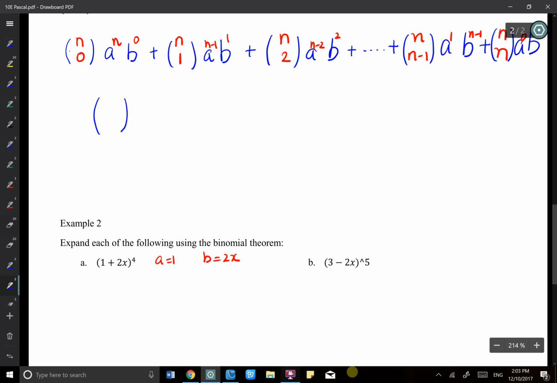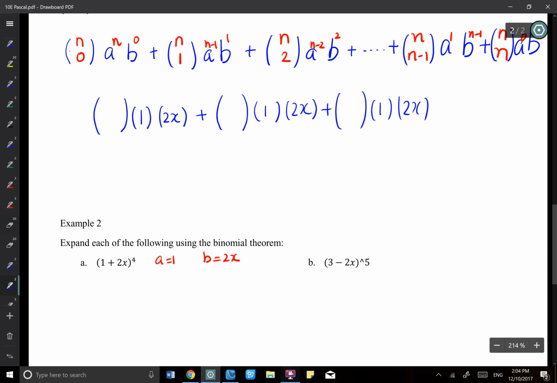First, I will write a bracket, 1 to the power of something, and then 2x to the power of something, plus the next bracket, 1 to the power of something, 2x, plus... not enough space, but that's fine. 1, 2, 3, 4. I should have one more. So that.